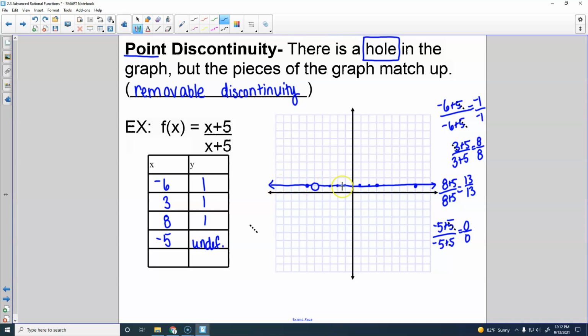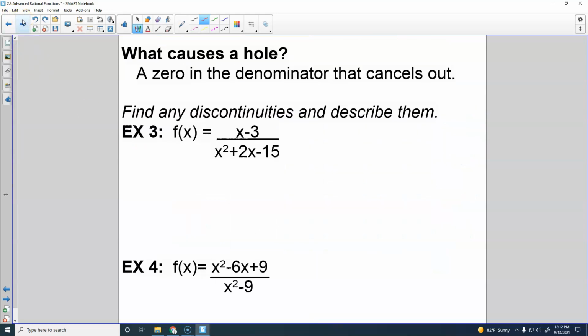So this is called a point discontinuity, obviously, because there's just a point on the line missing. It's also called removable, because if we wanted to fix this, we could fix it with one tiny point, and then it would be continuous everywhere, right? So that is why this is called a removable discontinuity. So what causes point discontinuities? What causes a hole in the graph? That is a 0 in the denominator.